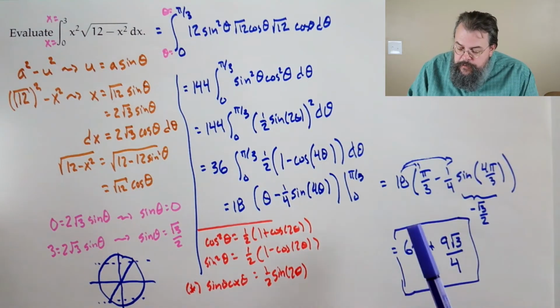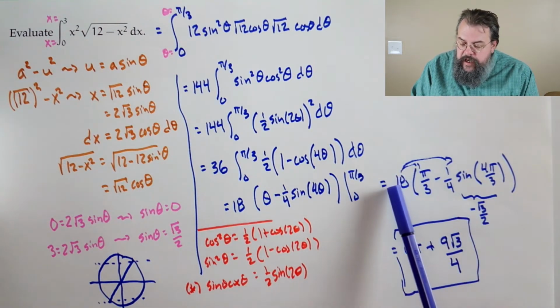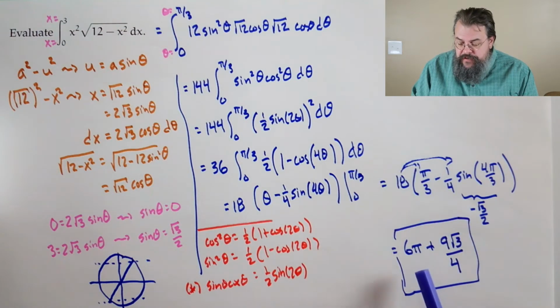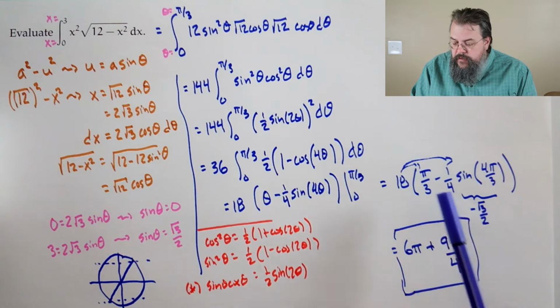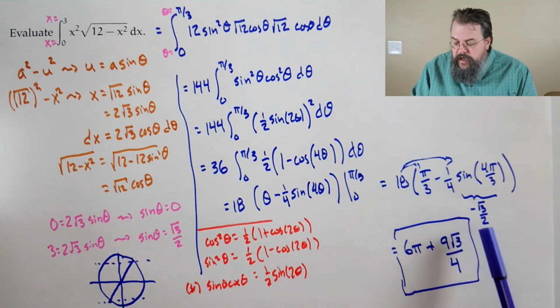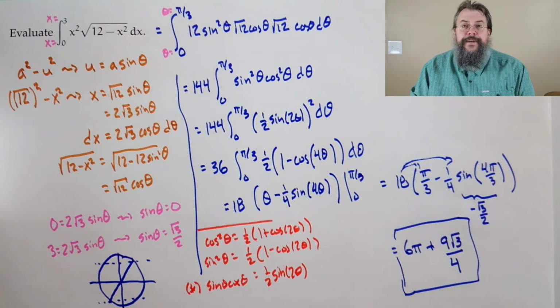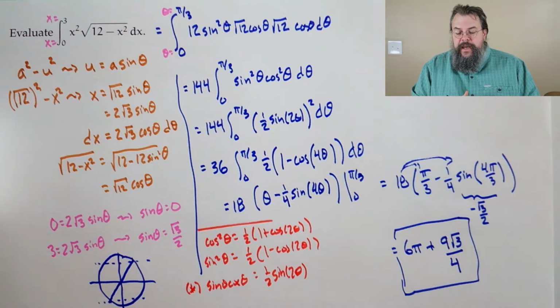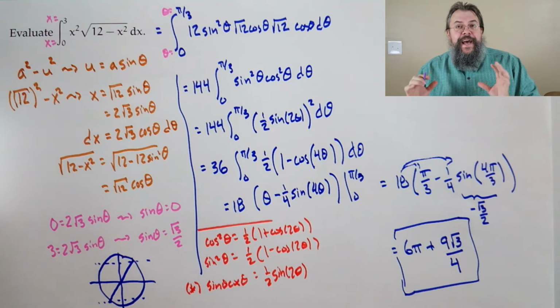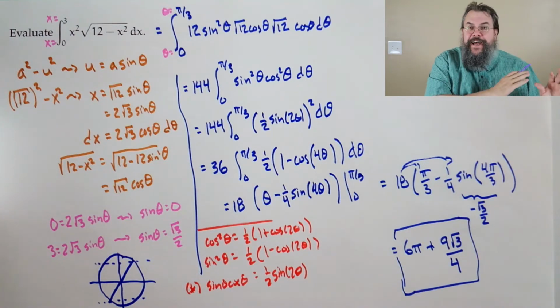Okay, right? Again, we can talk through it. 18 times pi over 3 is 6 pi. And then here, 18, take the 2 in. That leaves us with the 9. You have the 4 and the root 3. Minus minus makes plus. So 6 pi plus 9 root 3 over 4. A beautiful answer. And notice we didn't have to go back in terms of x.